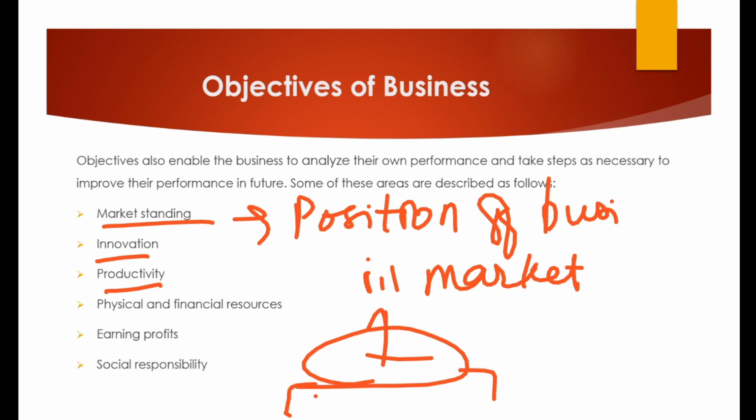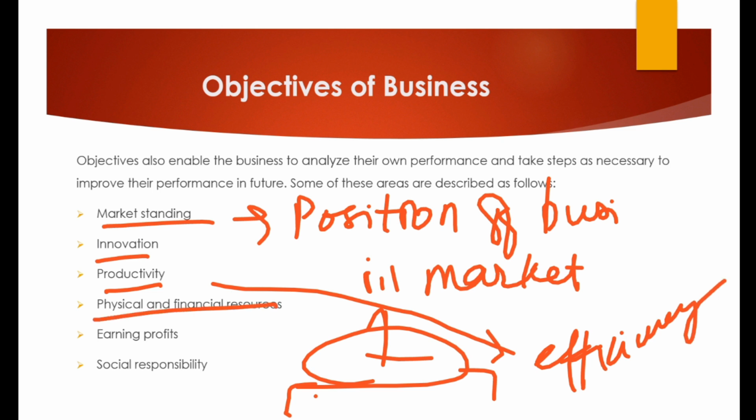Next is productivity. Productivity means how efficiently or how smoothly the business is using all the available resources, how smoothly the activities are conducted, and within the given time whether the goods and services are manufactured and all the work is done. So productivity is nothing but a measure of efficiency.